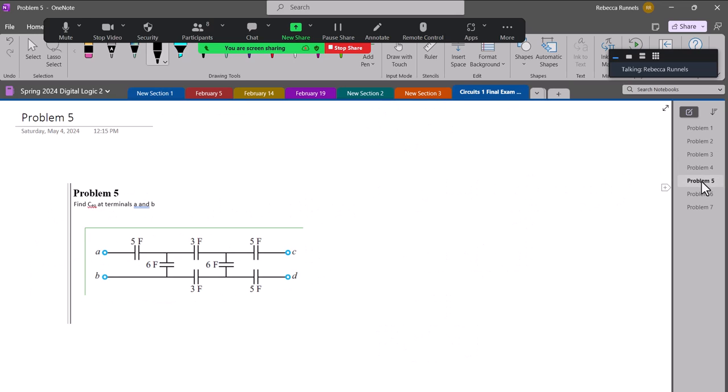Find CEQ at terminals A and B. So I thought this was nice that she said you'll have one problem that'll be either capacitor or inductor simplification, and those are not bad. So the only thing here is that it says at terminals A and B. Well, what does that mean? That just means we start at the other side and work this way. So we'll just work this way until we get it all down to one there.